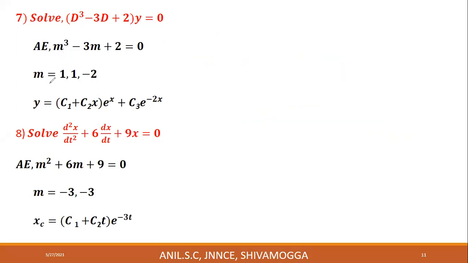What is the nature of these three roots? What kind of roots are these three? They are real and distinct. Which rule is applicable? Rule number 1 is applicable for m is equal to minus 2 and 1. These two are real and repeated roots, coincident roots. Therefore, rule number 2 is applicable for these two. Therefore, yc is equal to, first write corresponding to 1 and 1. The solution will be c1 plus c2x into e power x, plus m is equal to minus 2 is real and non-repeated, rule number 1. That is c3 into e power minus 2x.